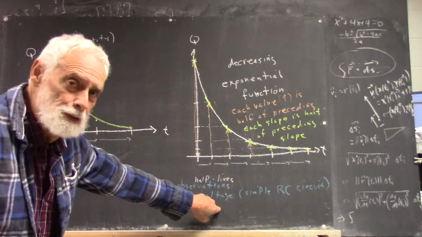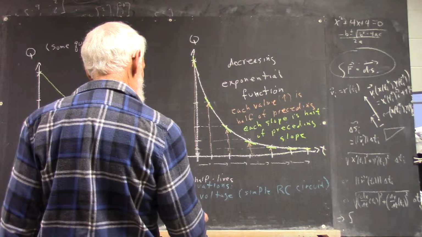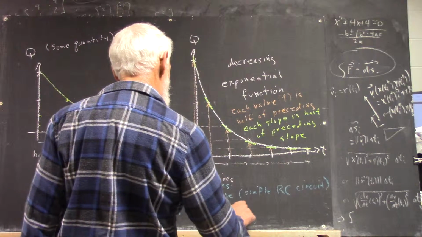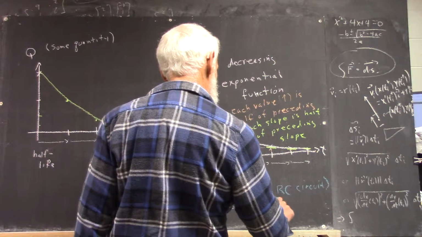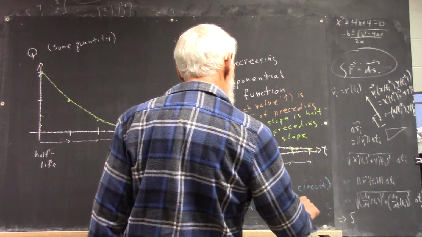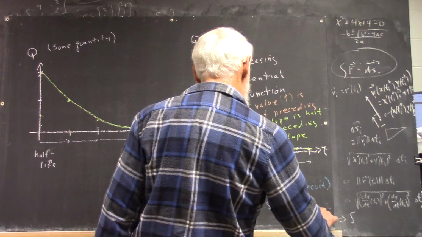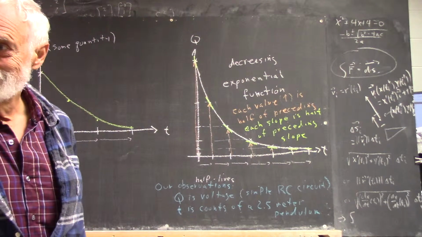Okay, so anyhow, Q's the voltage. It's a simple RC circuit, and you count the same fish twice. T is counts of a 2.5 meter pendulum.